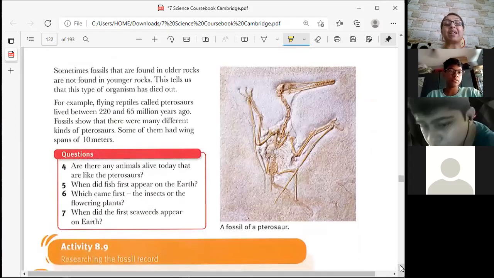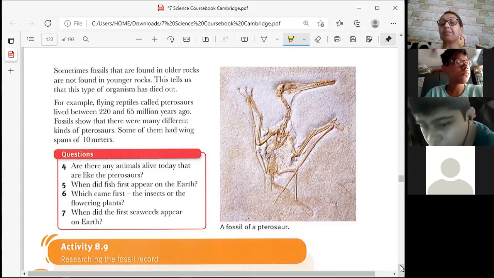Sometimes fossils that are found in older rocks are not found in younger rocks. Fossils that were found in older rocks are not found in the younger rocks. What does this mean? Because the younger rocks are not very old. Why can you see some fossils that are found in older ones and not in the younger ones? What is the reason?